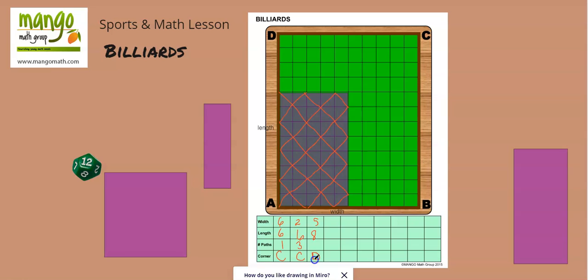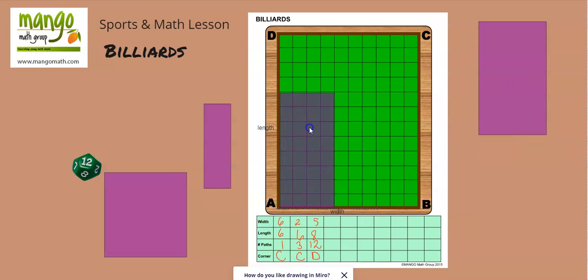So how many lines is that? Let's see, I'm going to count them. 1, 2, 3, 4, 5, 6, 7, 8, 9, 10, 11, 12. I think that's 12, if I counted correctly. So I want kids to just start noticing what's going on here. I'm going to try one more. Let me erase all of these and try one more table. So I want kids to try different tables, see what results they have.